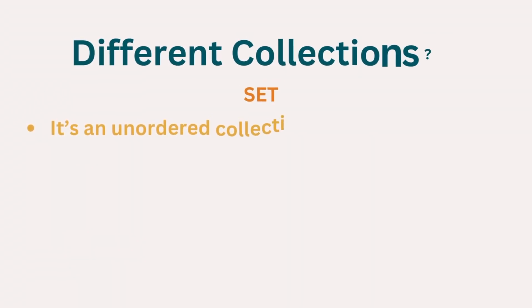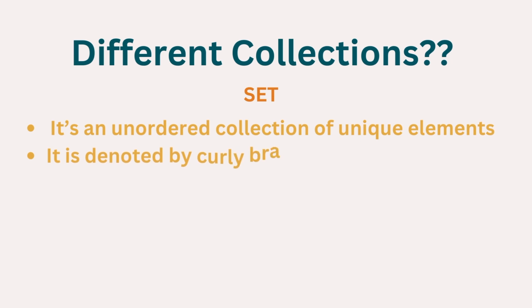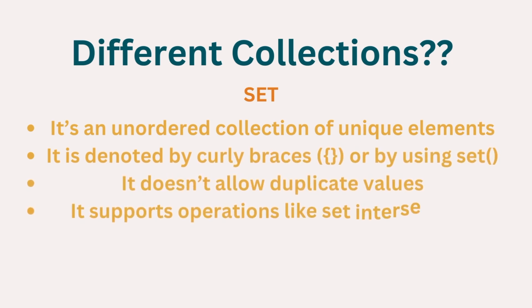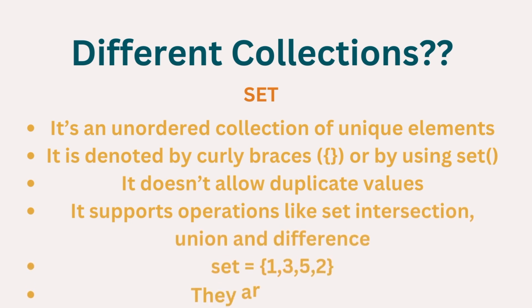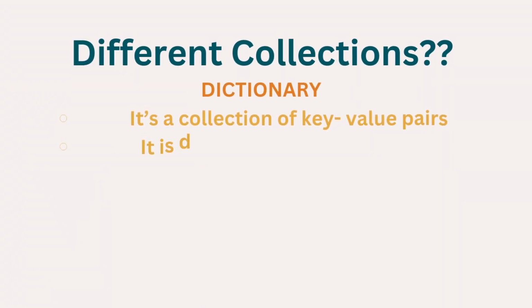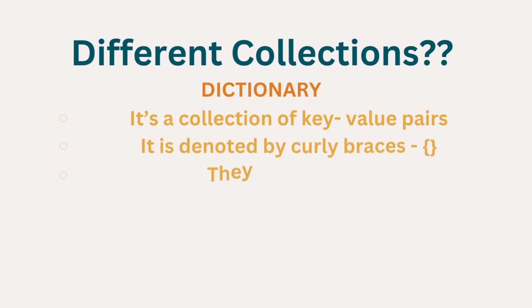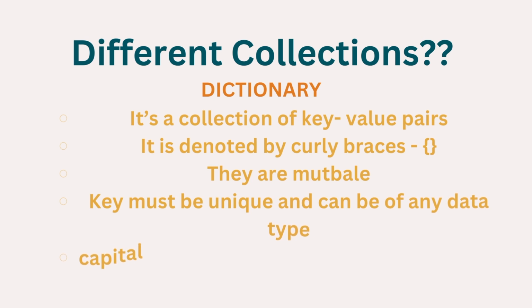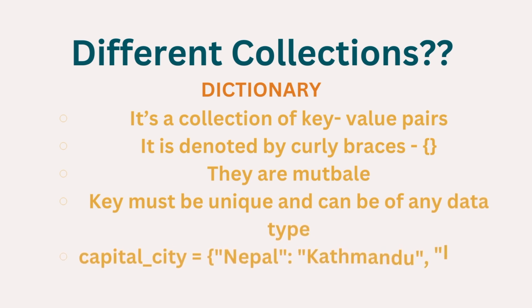Next is a set. A set is an unordered collection of unique values. It does not allow duplicate values and it is denoted by curly braces. It also allows operations like intersection, union, etc. Now the last type of collection is dictionary. A dictionary stores elements in key-value pairs. They are mutable and denoted by curly braces.